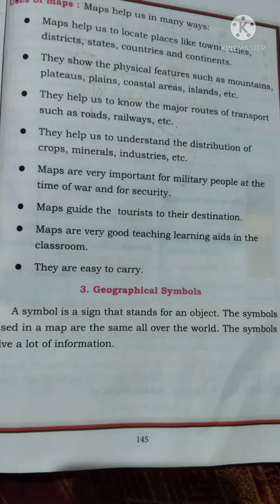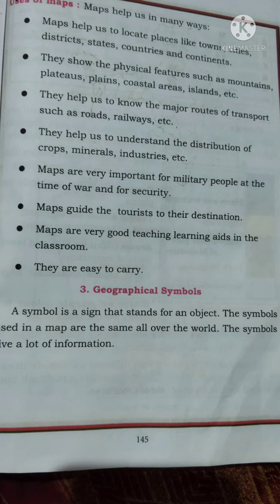In the previous class, we discussed the geography, the first chapter, globe and maps. Last class, we discussed the components of a map, that is title, scale, latitudes and longitudes, directions and index or key. These are the good qualities of a good map. Everything we have discussed in the previous class, isn't it? In this class, we are going to learn about the uses of maps and the geographical symbols of the maps.